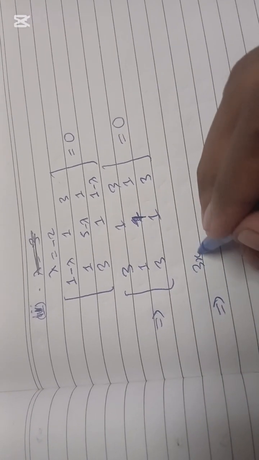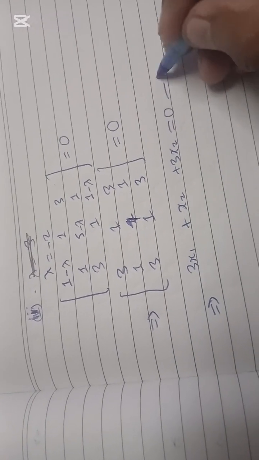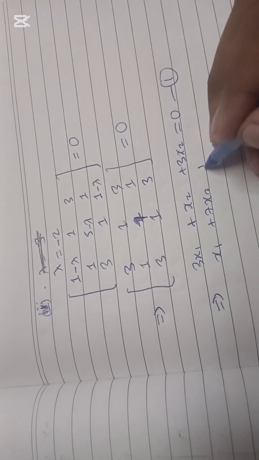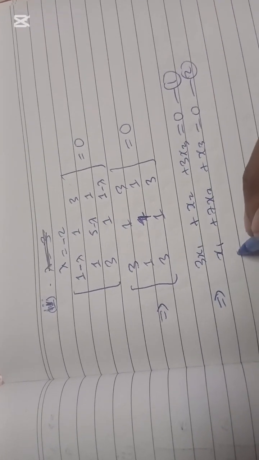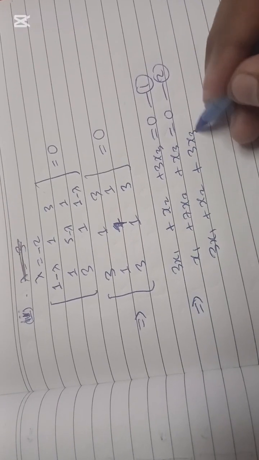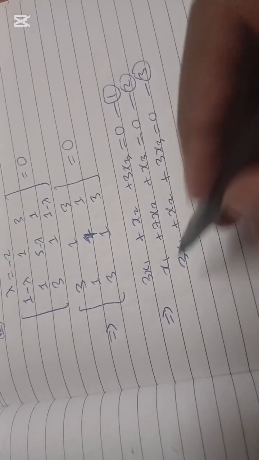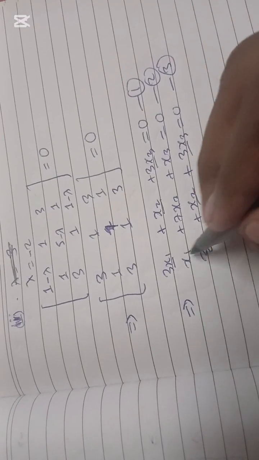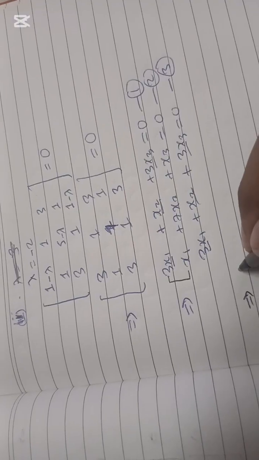So 3x1 plus x2 plus 3x3 is equal to 0. That's equation 1. x1 plus 7x2 plus x3 is equal to 0. Equation 2. 3x1 plus x2 plus 3x3 is equal to 0. This is equation 3. So as we can see, this one and this one are similar. So we will use these two equations to solve for our eigenvectors.